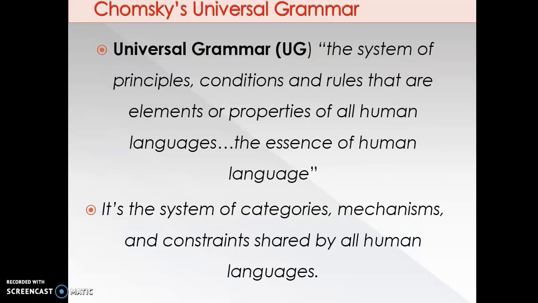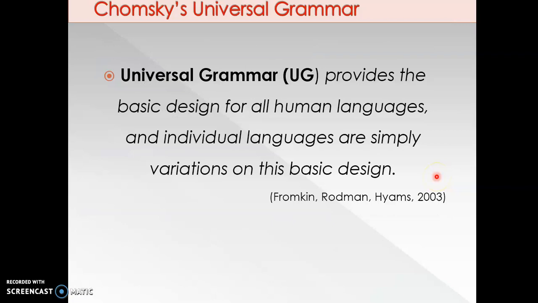So Chomsky's universal grammar, again, didactics. The UG is the system of principles, conditions, and rules. Principles, conditions, rules, very good keywords, that are elements or properties of all human languages. That is, those are the essence of human language, and we're going to see some of those universals, okay? It's a system of categories, mechanisms, and constraints shared by all human languages. Okay, very good definitions, according to Chomsky. Universal grammar provides the basic design for all human languages, and individual languages are simply variations on this basic design. This is in Fromkin and Rodman.